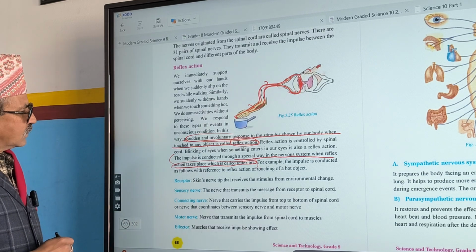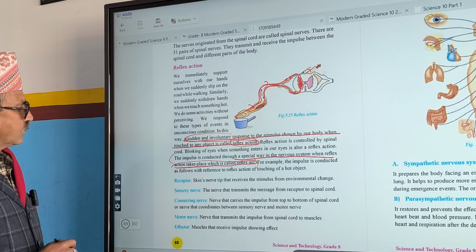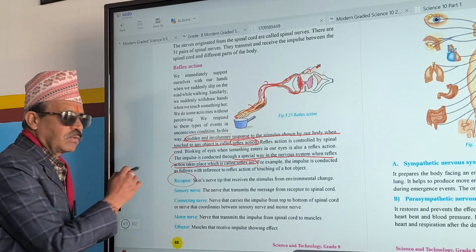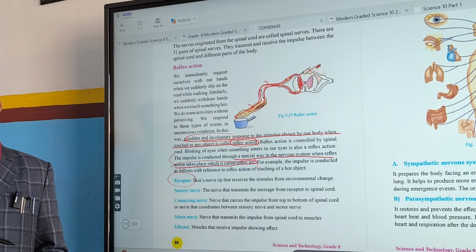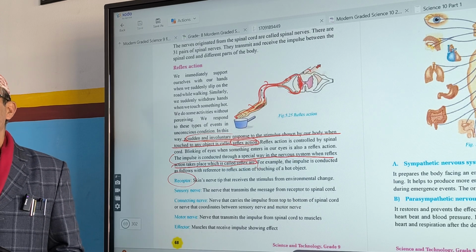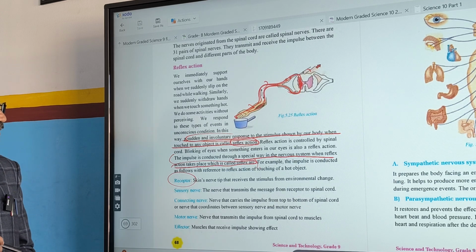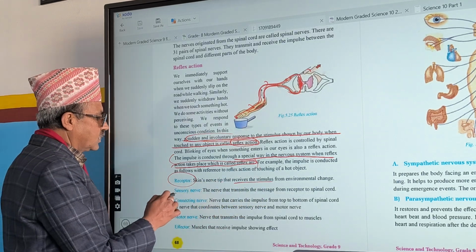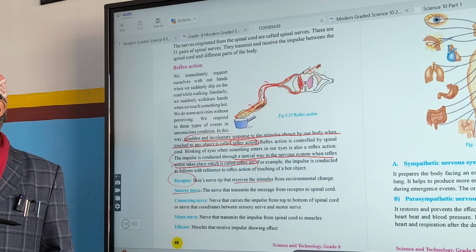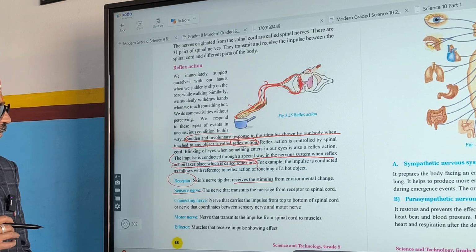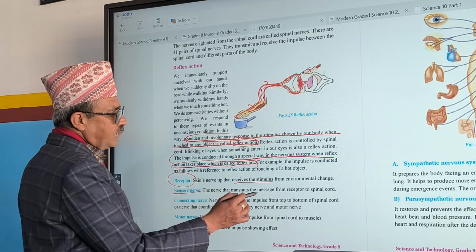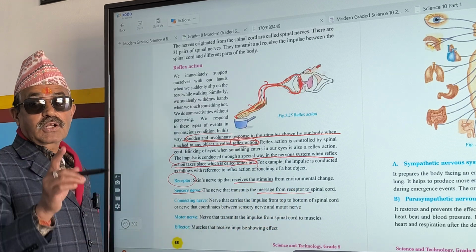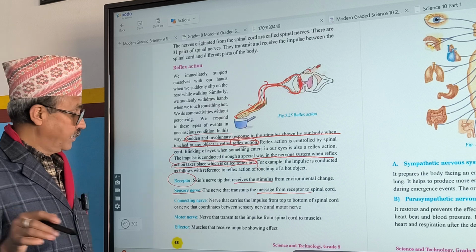And in reflex action altogether there is involvement of five things. What are they? What is the first one? Receptor. What does the receptor do? It receives the stimulus or message from the environment. Second one, sensory nerve. What does it do? It conducts the message from the sense organ to the spinal cord. Your commander is the spinal cord, not the brain.